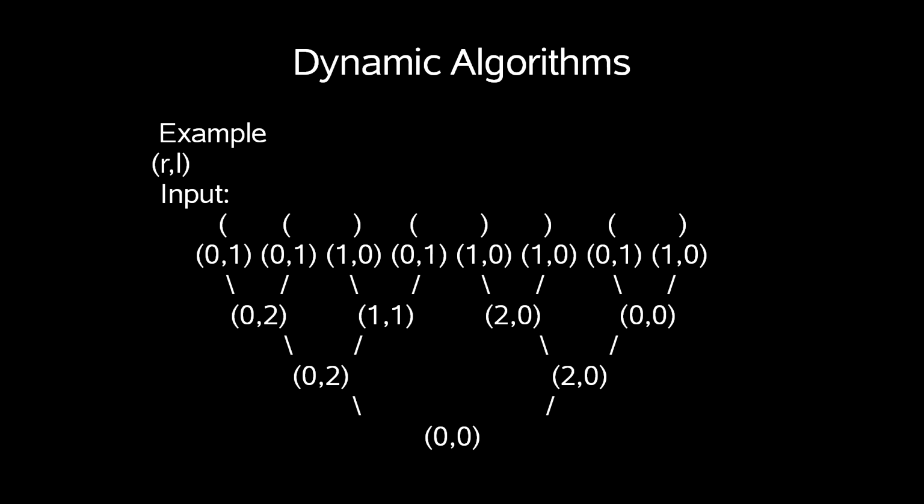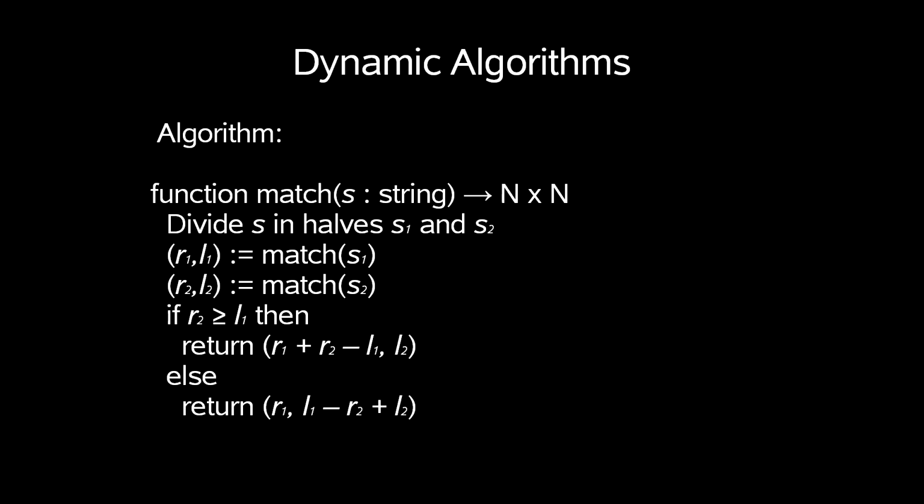Instead of doing this, we can do a divide, solve, combine algorithm. So what we do is we build a balanced binary tree, and we count left and right parentheses. The actual algorithm is written like this, with a function called match.